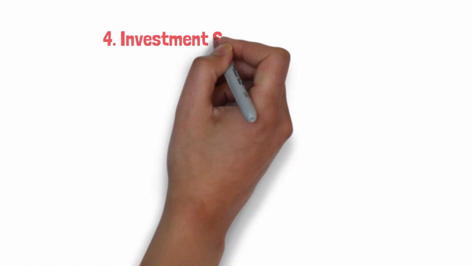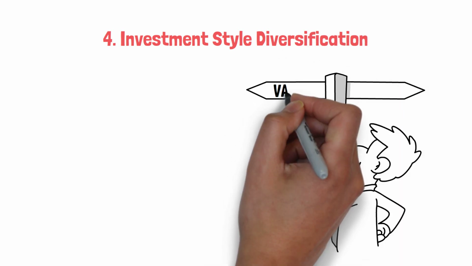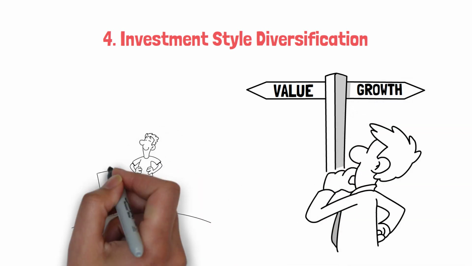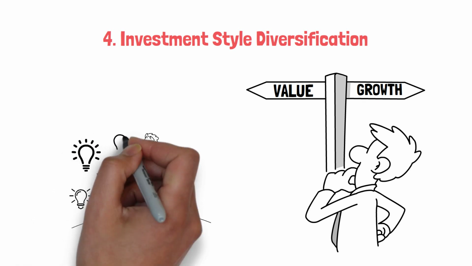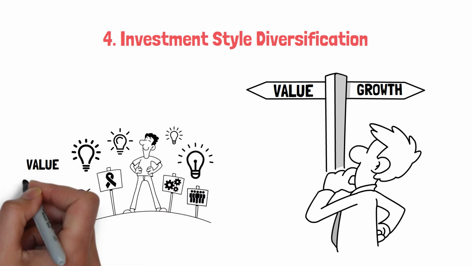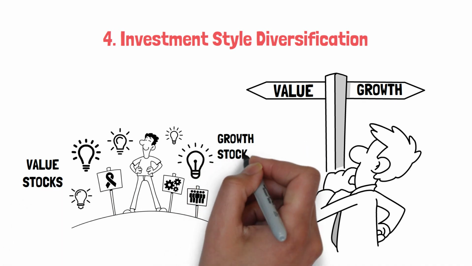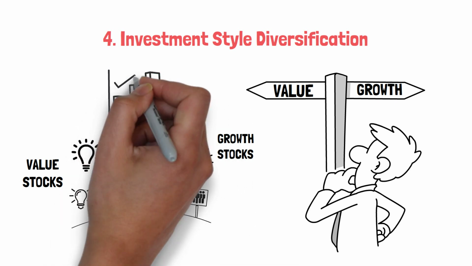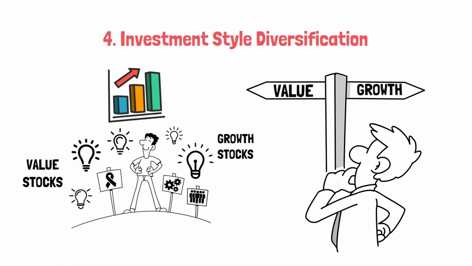Number 4. Investment style diversification. This involves investing in different investment styles, such as value investing, growth investing, and income investing. The goal is to diversify your portfolio by investing in companies with different characteristics and risk profiles. Suppose you are investing in stocks and want to diversify across different investment styles. You may invest in value stocks, which are stocks that are undervalued by the market, and growth stocks, which are stocks that are expected to grow faster than the market. For example, you may invest in value stocks such as ExxonMobil or General Electric, and also invest in growth stocks such as Amazon or Tesla.